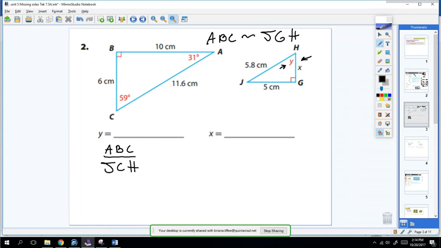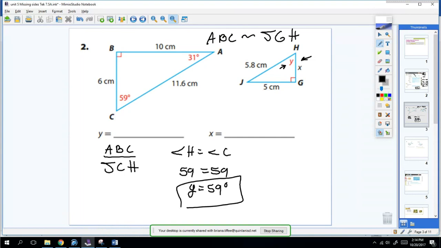The way that we're going to find our missing angle, so our missing angle is angle H. Angle H has to go with angle C. Angle C is 59, so angle H is 59. That means my Y is 59 degrees. So this is 59.